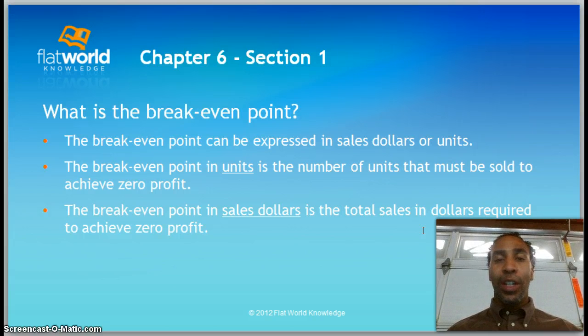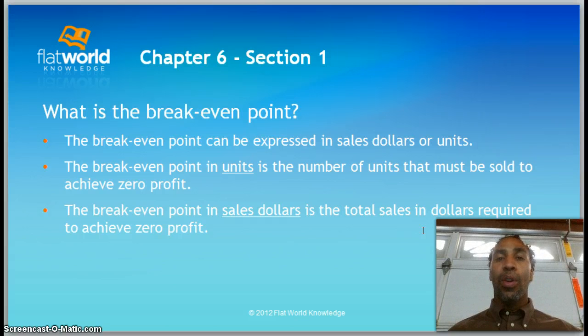So we don't want to achieve zero profit, as I mentioned before, but you have to understand and know what that is so that you can then take your equation and say, okay, we want to make $200,000. What do we need to sell? The break-even point in sales dollars is the total sales in dollars required to achieve zero profit. So if you're at a restaurant, you need to know that break-even point in sales. It's not going to work in units.